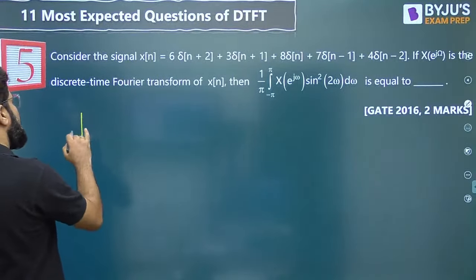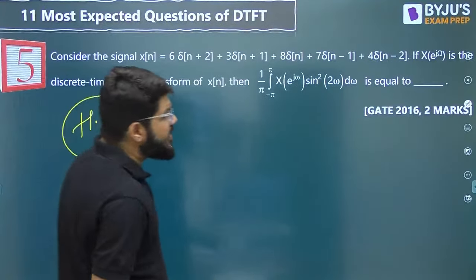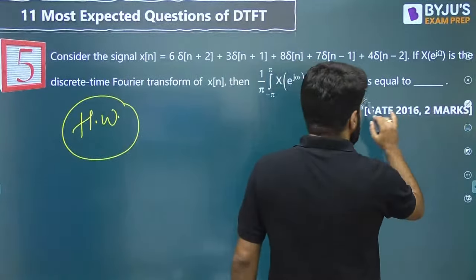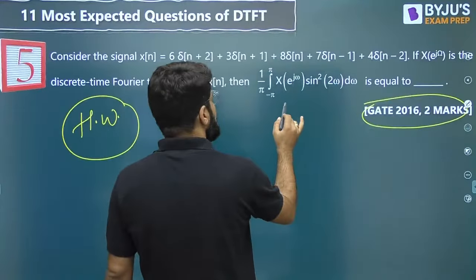Question number 5 now, because it is a question that you can attempt, let me give you this question as homework. I'll tell you the hint to solve this question. It's a GATE 2-mark question. So let me give you the hint to solve this question.